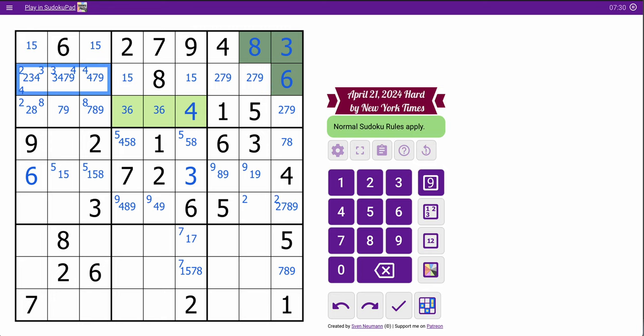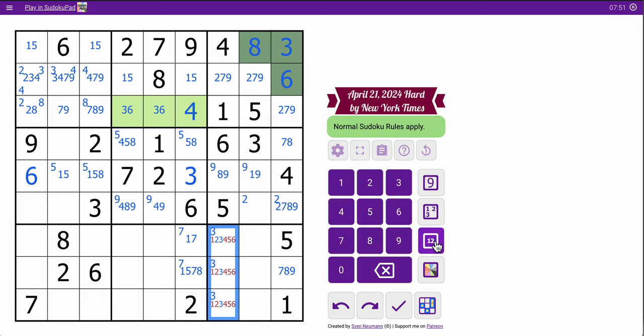Four is one of those. But that's a we knew that already scenario. Okay, this can't be 3. This can't be 3. So 3 is definitely down here somewhere. Okay, it can't be 1, 4, 5, 6. That's not 8. That's not 2. It's not 2 or 7.